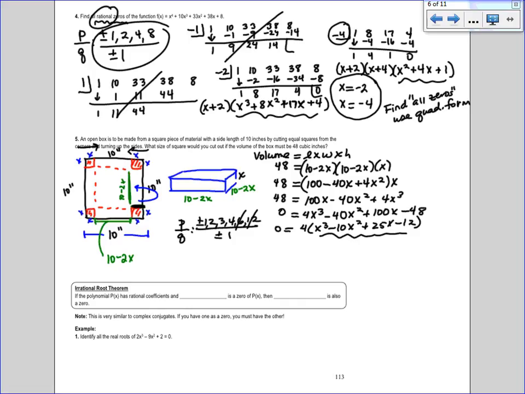So let's try, I don't know, you could try one. I'm going to guess, let's try 2. So I'm guessing it's probably 2 or 3. So I'm going to have 1x cubed, negative 10x squared, plus 25, and then minus 12. Drop the 1. 2 times 1 is 2. Add straight down, I get negative 8. 2 times negative 8 is negative 16. Add straight down, I get 9. 2 times 9 is 18. That's too big. Don't get 0 out. So that one's gone. So let's try 3.